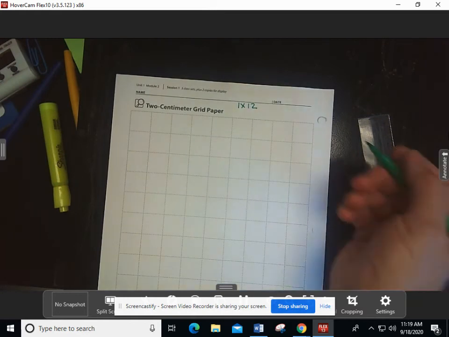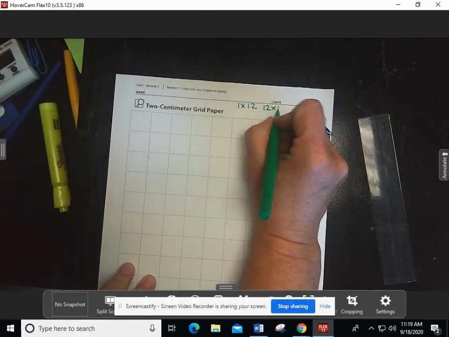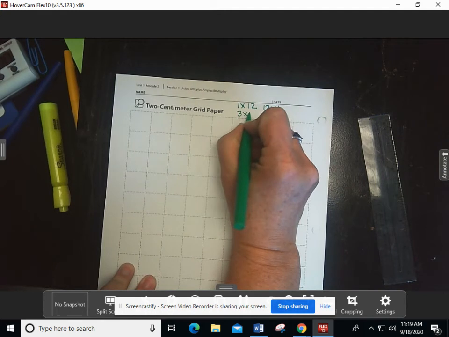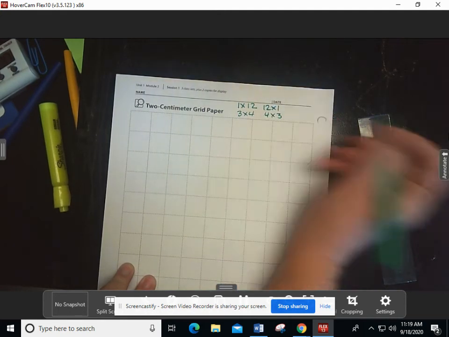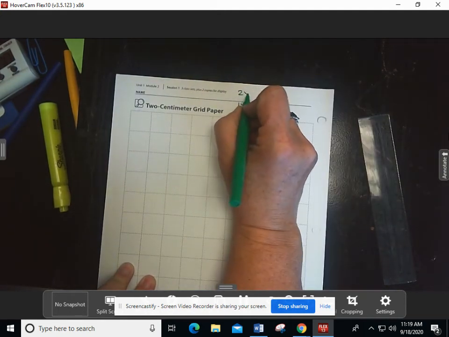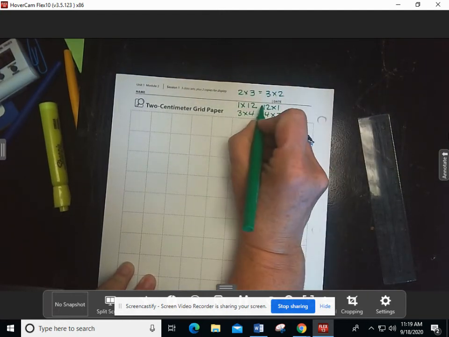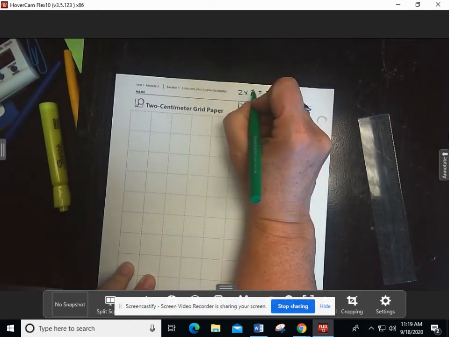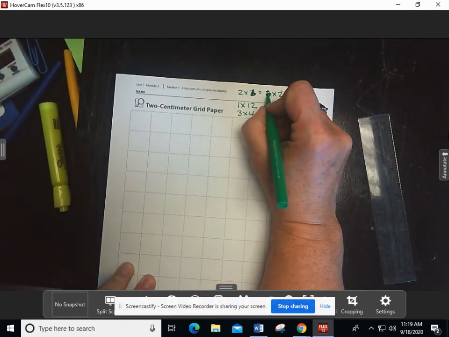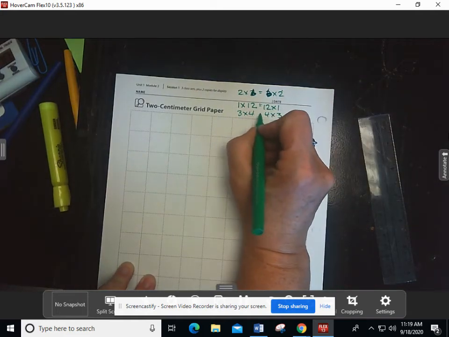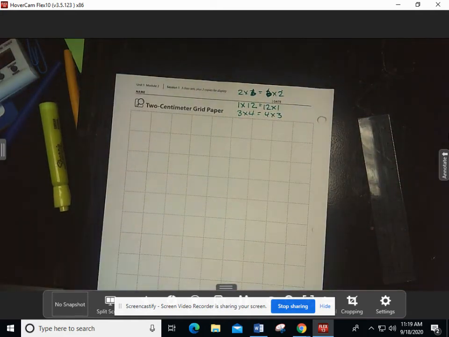Notice what I'm writing. Uh-oh, that's not right. That's supposed to be a 6. You're being recorded, people.